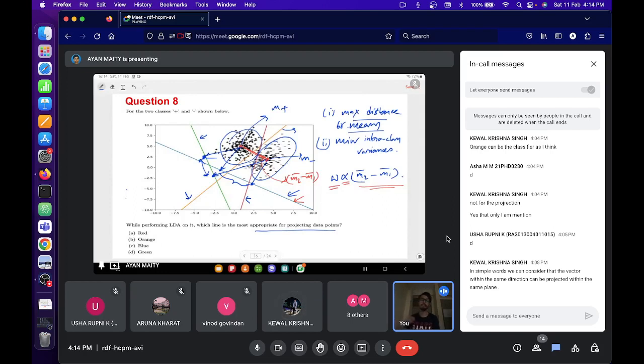It's not very difficult. Any classifier we build using LDA would be somewhere around this orange line only, because this is the one that separates these two classes. Here we are not talking about the classifier. So if we build a classifier, it would be somewhere near this orange line only. Okay.